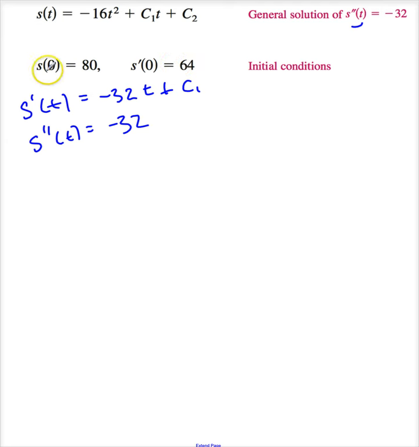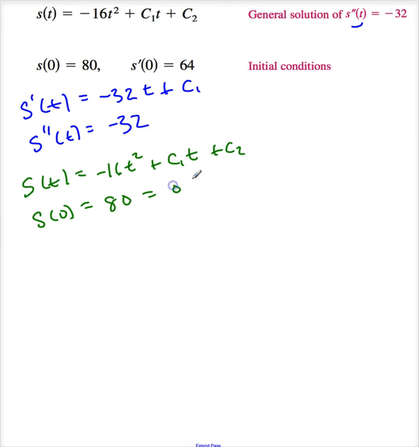Now if I plug in s of 0 into s of t, that is going to give me one of my constants. So when I plug in s of 0, and I know that that is equal to 80, this is going to be 0 plus 0 plus c2. So c2 in this case is 80. And I've used this initial condition.